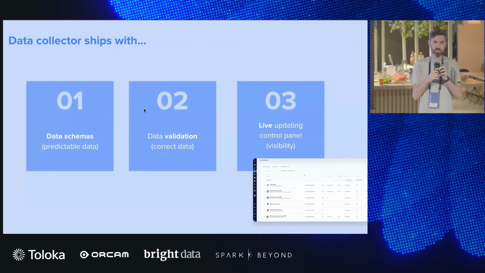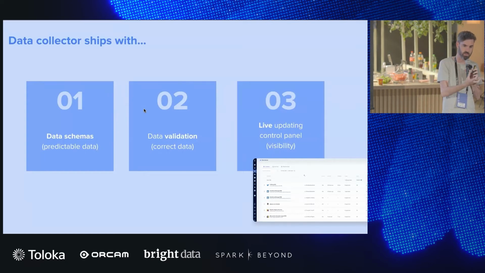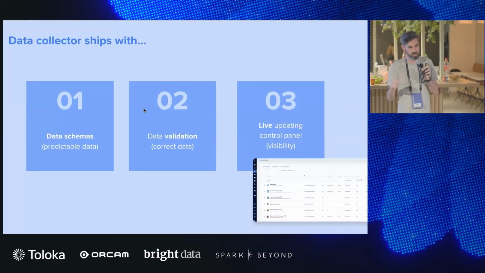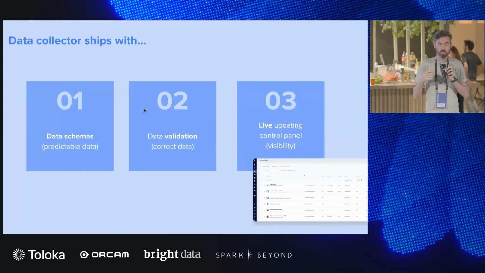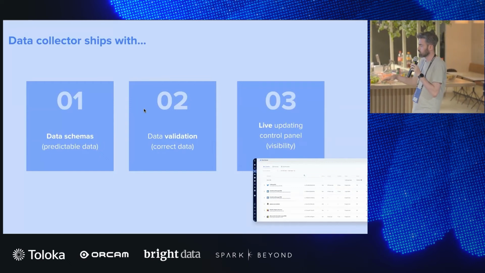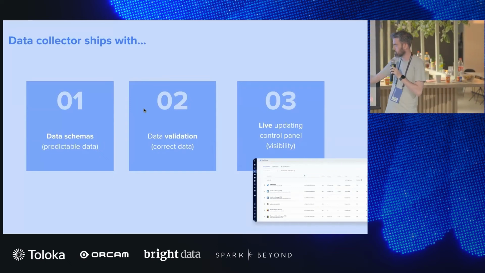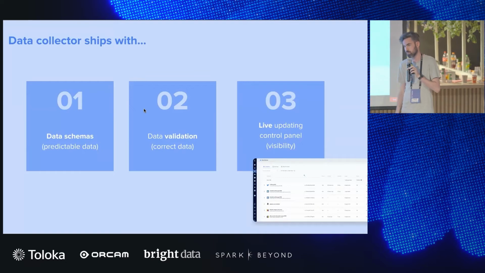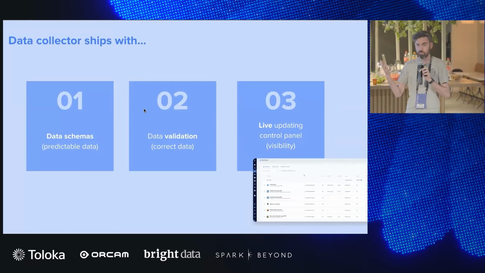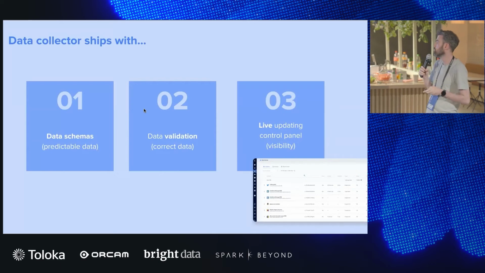On top of it, we are doing data validation. We are checking that the data is not just in the right structure, but also that the data itself is correct. So let's say that you want to collect price, we will check that the price is really a price and not something else, or that it exists. And on top of everything, you have our control panel dashboard where you can look at all of the collectors that are installed on your account and what's going on with them. Look at the statistics, look at what's going on now, whether we are collecting something or not, etc.